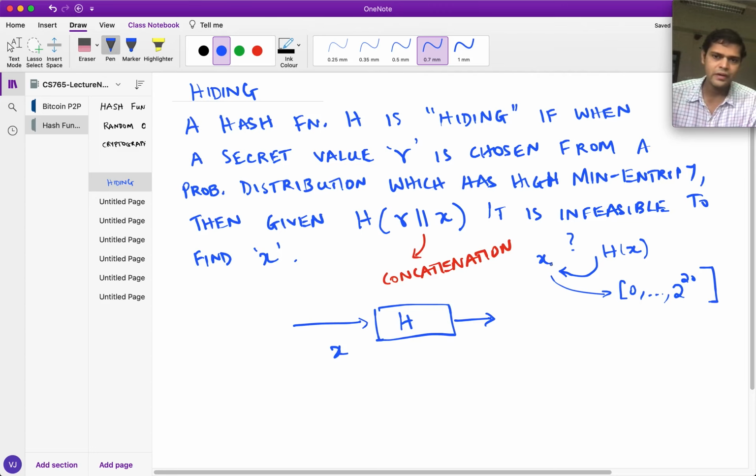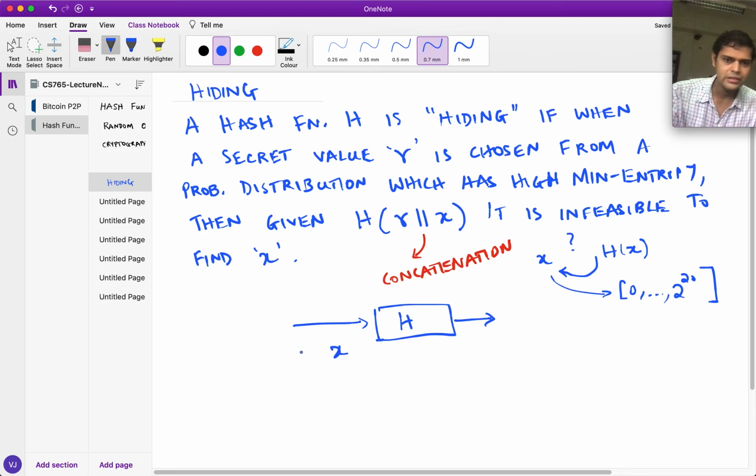So it's trivial to find out what x is given h of x in this particular example, just because the range of x is very limited. Okay, somebody just pre-computes the hash values of all those possible inputs. So just sending x through the hash function doesn't hide the value of x. Suppose you tell somebody h of x, that doesn't hide it.